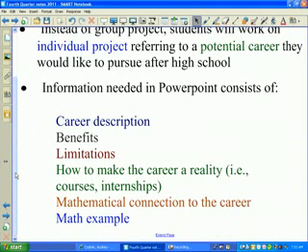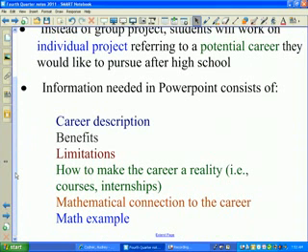So the slides or the information that I would like in your PowerPoint is going to be career description. So what I mean by career description is just give me a brief summary of what is that career. You can look this up on the internet. You can look it up in books in the media center. We got plenty of resources here at the school building. So you're going to give me a brief description of that career.